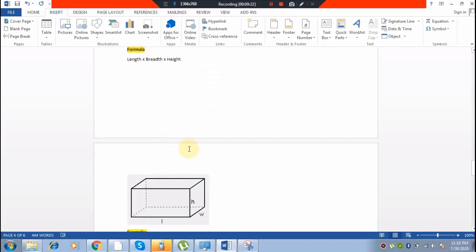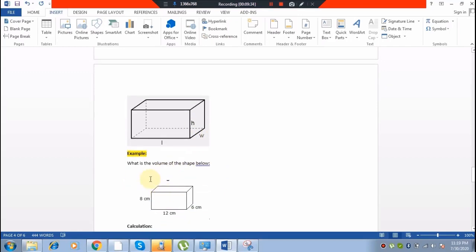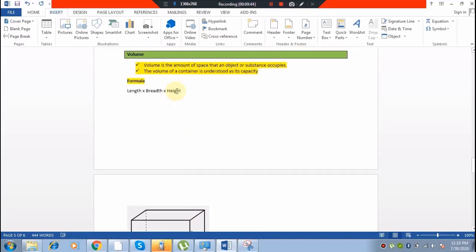To make sense of things, there is your length, your width, and your height. Your width is the same as your breadth. If we have an example here, what is the volume of the shape below? We've got 8 centimeters, 12 centimeters and 6 centimeters. What does our formula say?